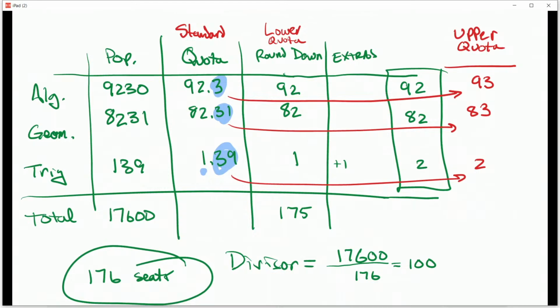apportionment is fair. For example, if Geometrina ended up with only 81 seats, you would think that they would have reason to complain, and I think they have some leg to stand on there. Or if they got 84 seats, you would think that maybe one of the other states would say, wait a minute, it doesn't make sense. Why should they get more than 83? Okay, so that's what lower and upper quotas are. All right, I think that's all.